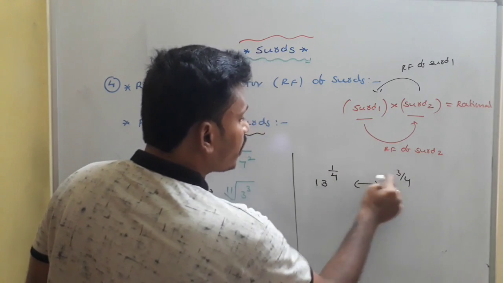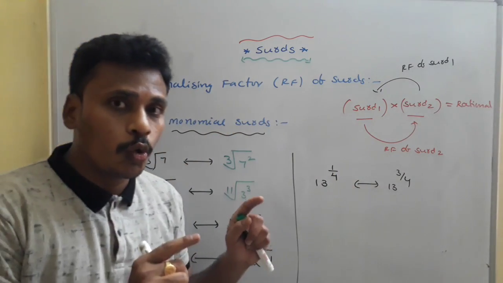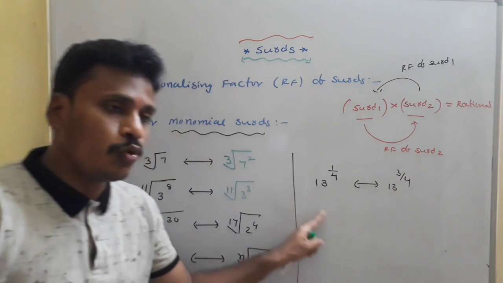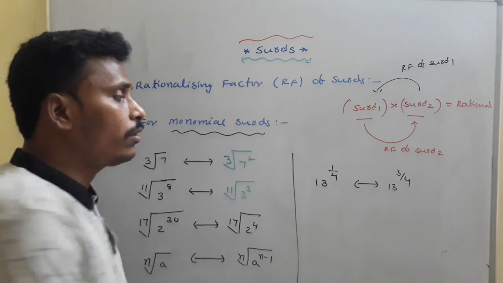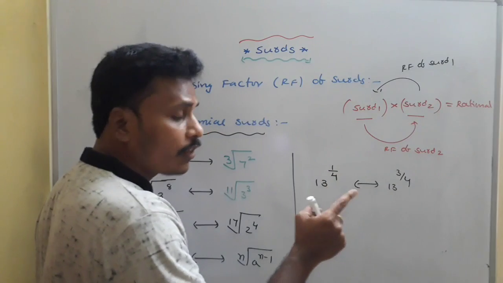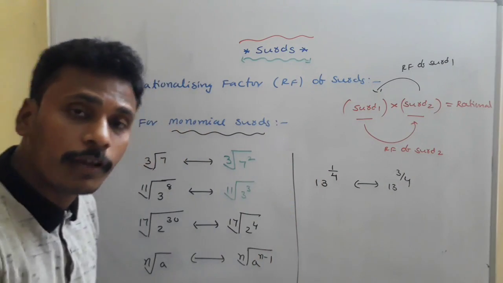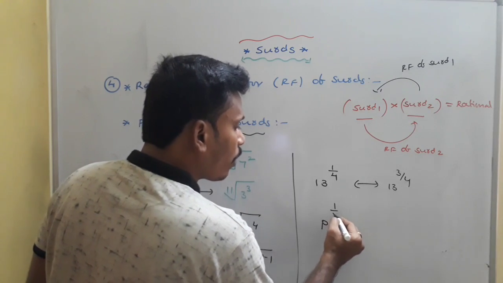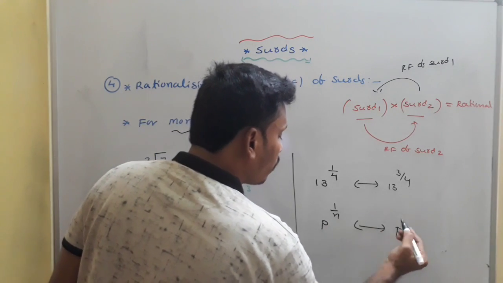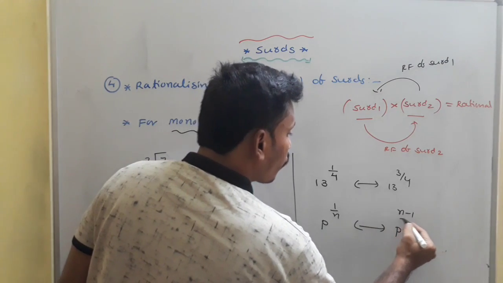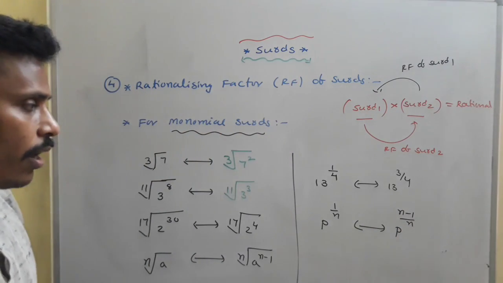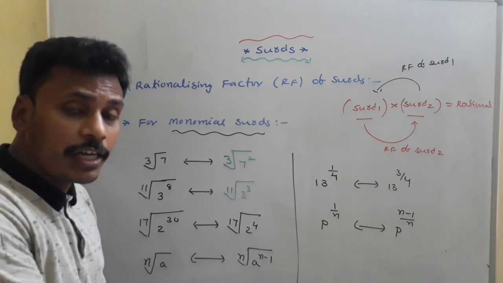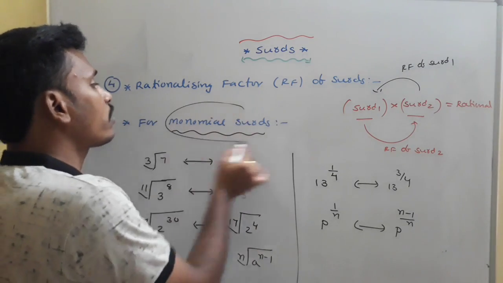Why? Because to mention rationalizing factors we need to check the product. If you multiply these two, the result is a rational number. How is it possible? Since if you add 1 by 4 and 3 by 4, the result is 1. And so the rationalizing factor of 13 power 1 by 4 is 13 power 3 by 4. In general, if you have a number p to the power 1 by n, its rationalizing factor is simply p power n minus 1 by n. So these two are the same actually. In this way, usually we will mention rationalizing factors for monomial sets.